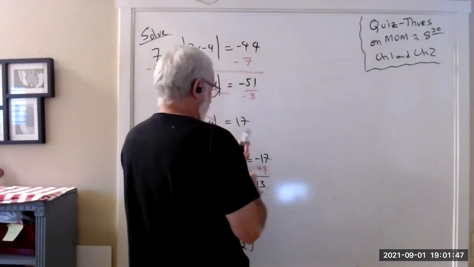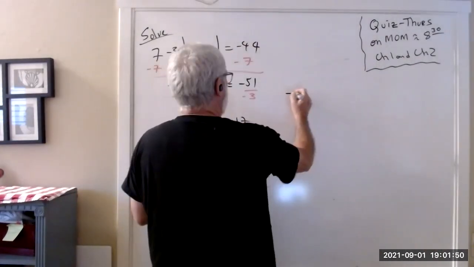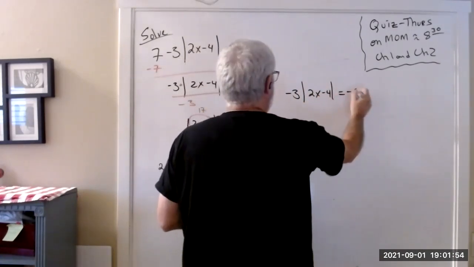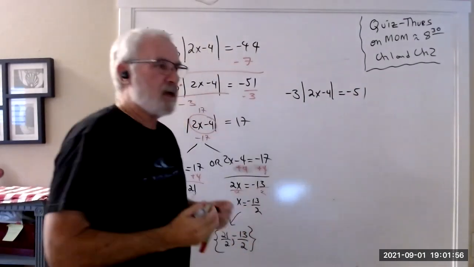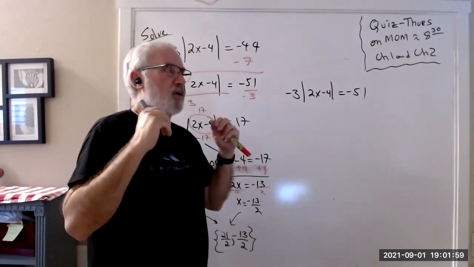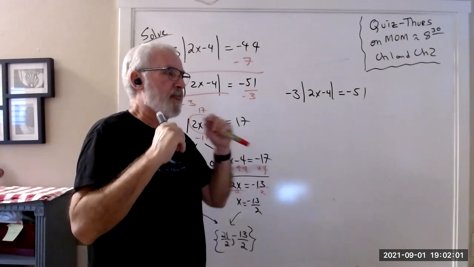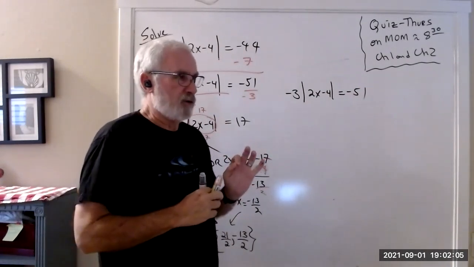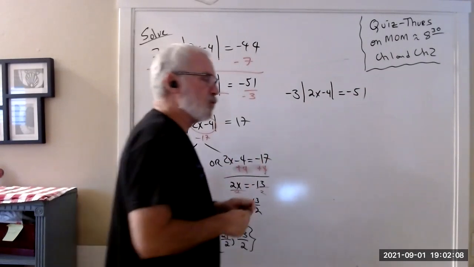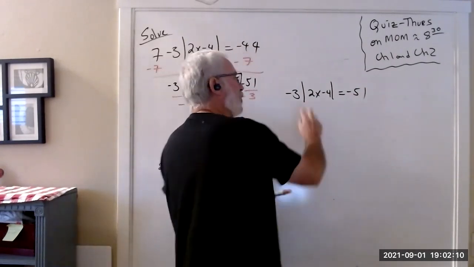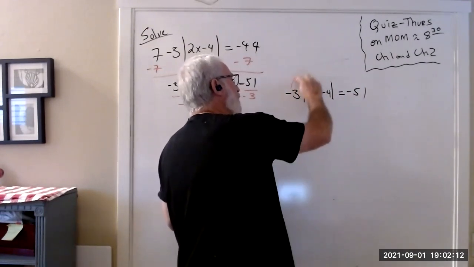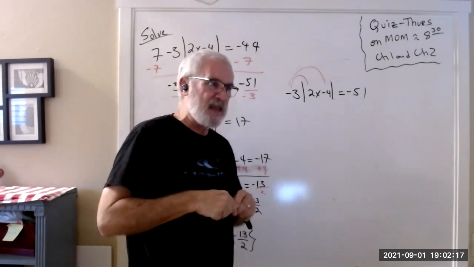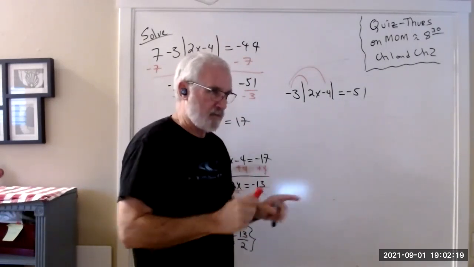When we're down to this step, negative 3 absolute value, 2x minus 4 equals negative 51. It is safest if you just use this rule. I know those are parentheses, but you never distribute into an absolute value. Never. Never.